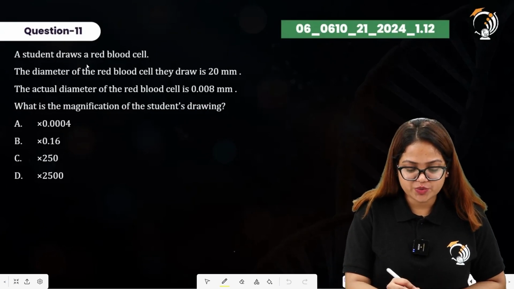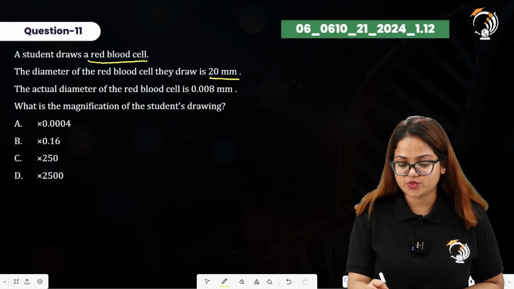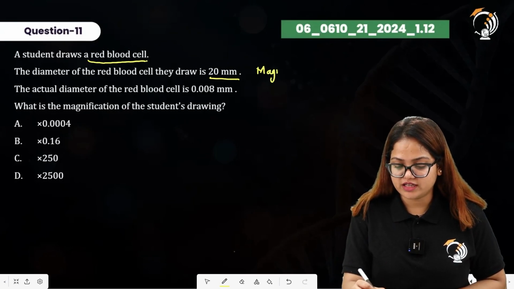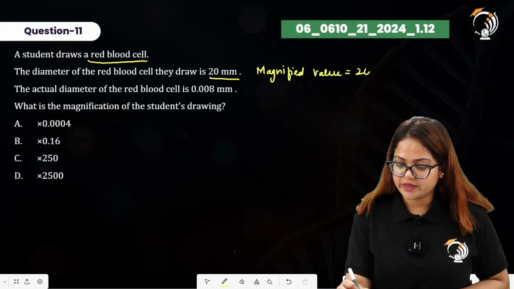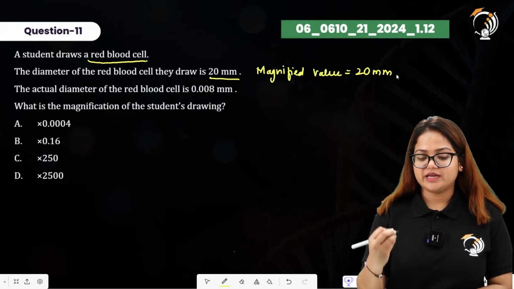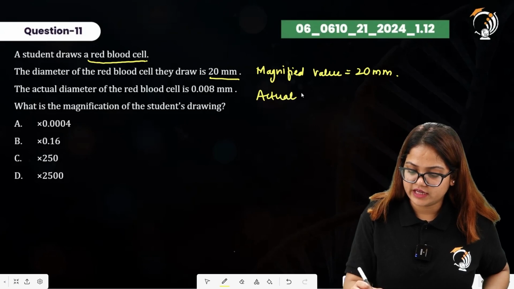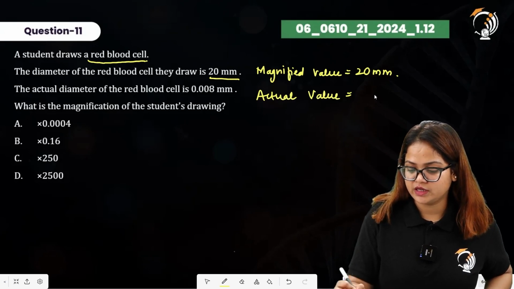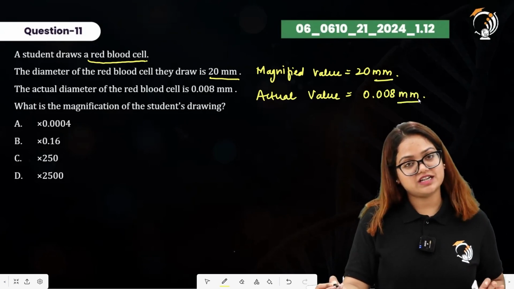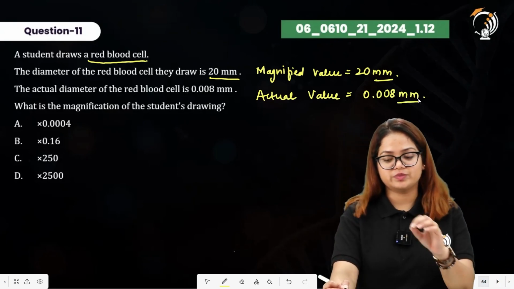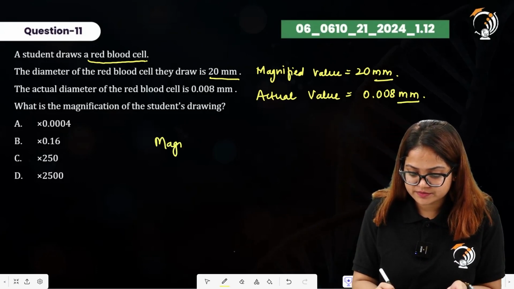Question number 11 says a student draws a red blood cell. The diameter of the red blood cell they draw is 20 millimeter. So we have got the magnified value as 20 millimeter. The actual diameter of the red blood cell is, alright, actual value 0.008 millimeter. Since the units are the same, we do not need to convert it into any other unit. What is the magnification here?